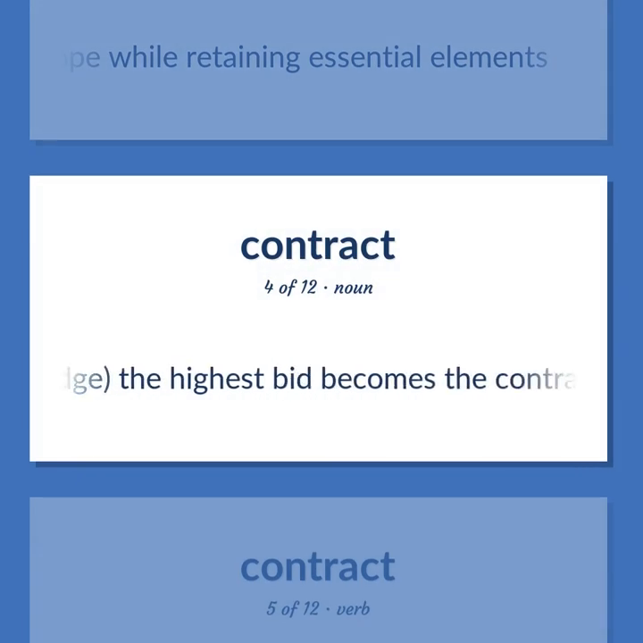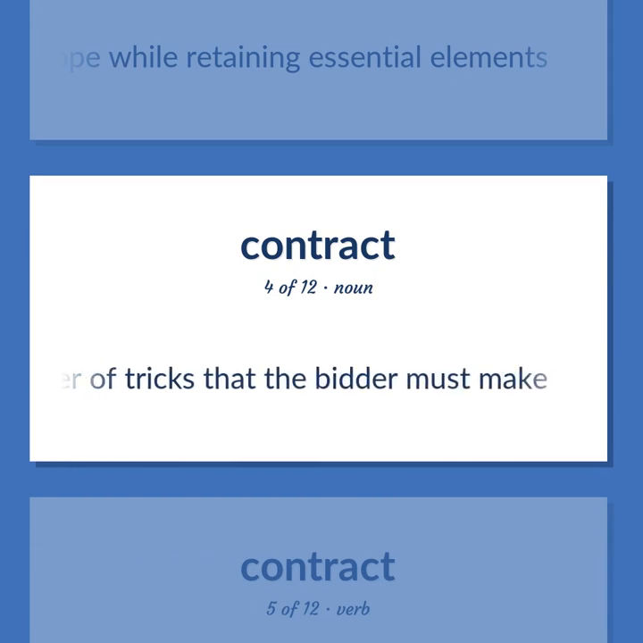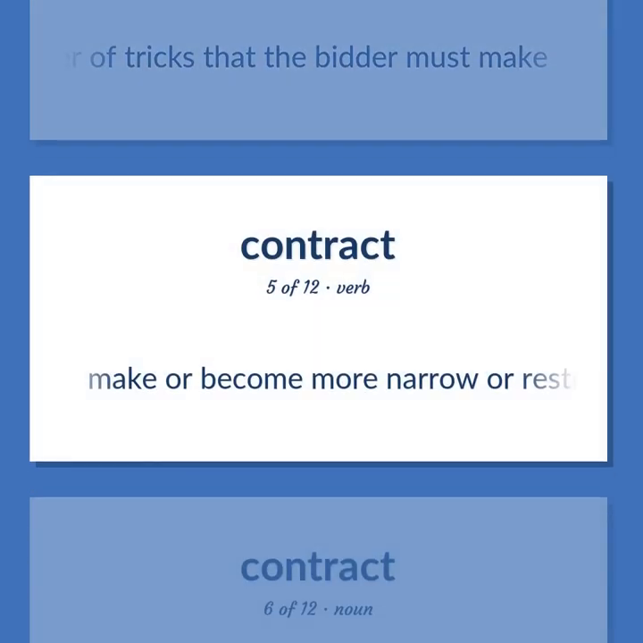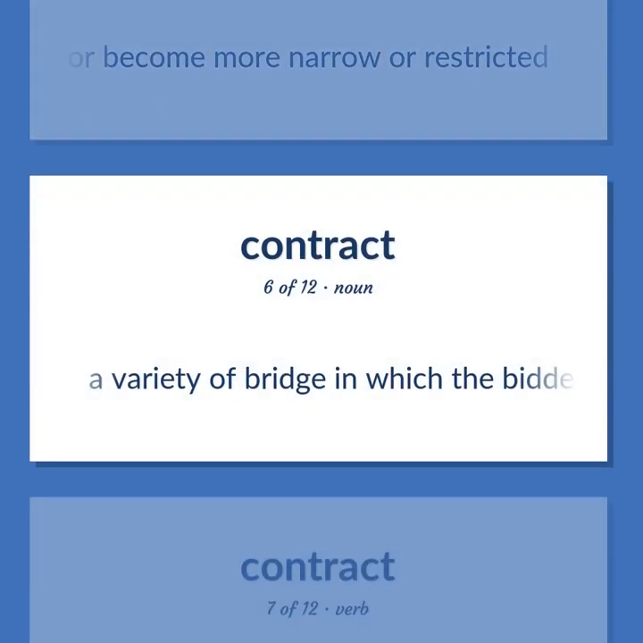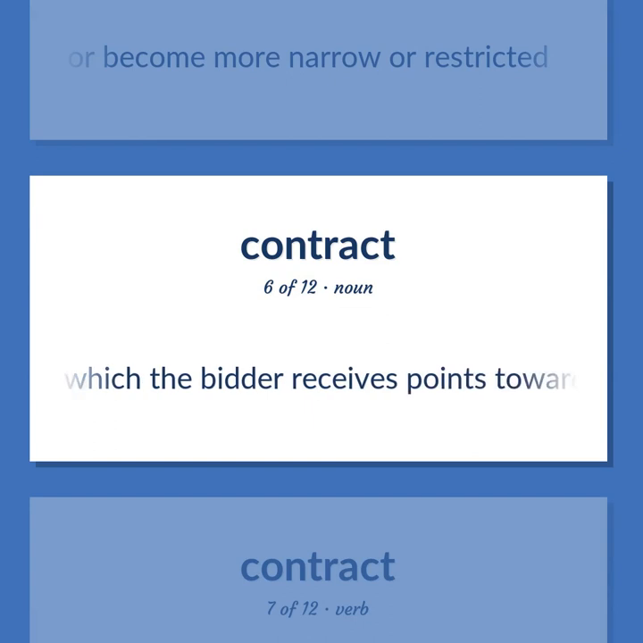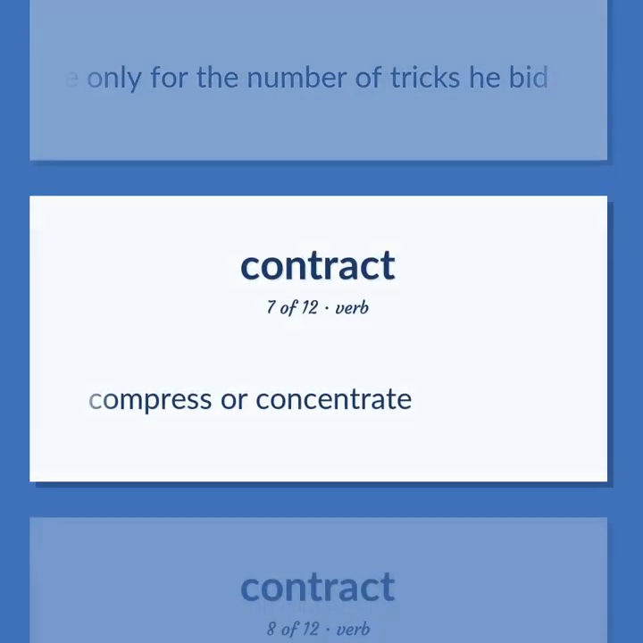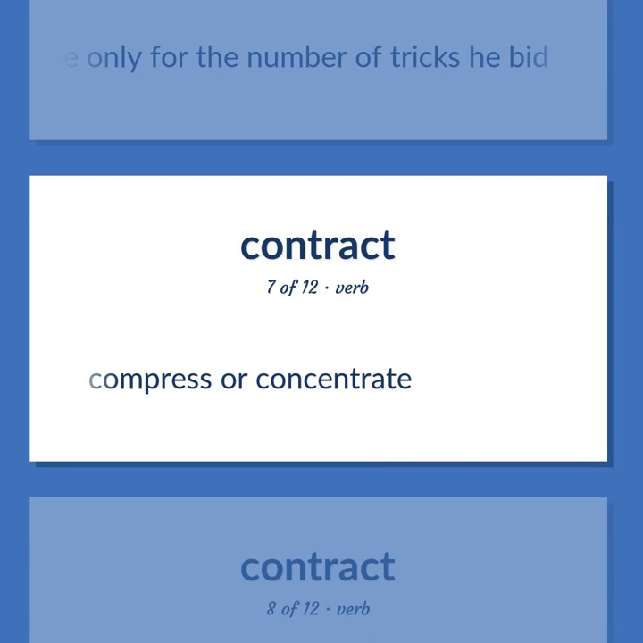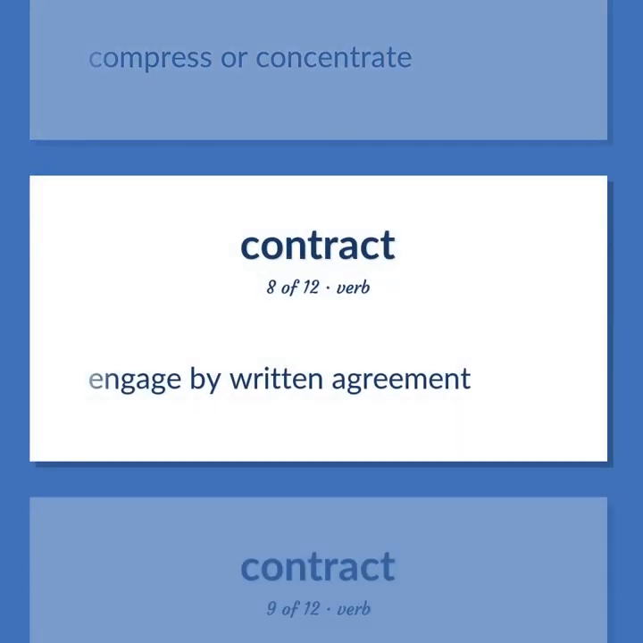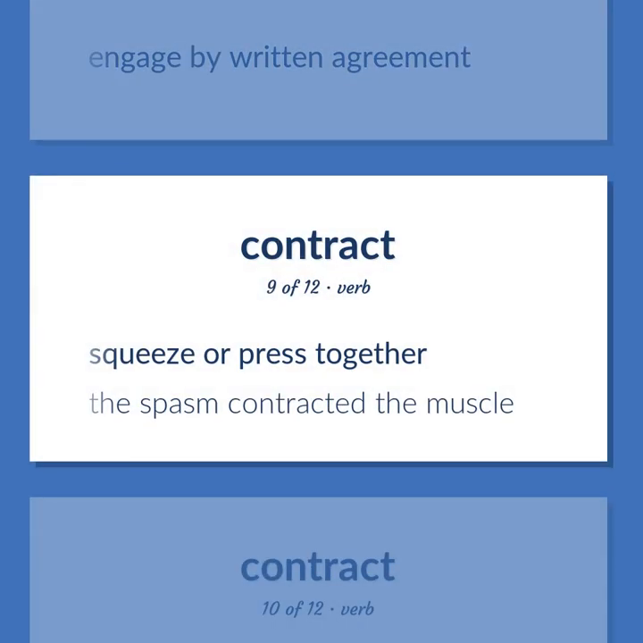Contract bridge, the highest bid becomes the contract setting the number of tricks that the bidder must make. Make or become more narrow or restricted. A variety of bridge in which the bidder receives points toward game only for the number of tricks he bid. Compress or concentrate. Engage by written agreement. Squeeze or press together. The spasm contracted the muscle.